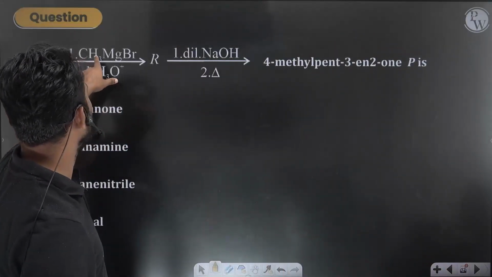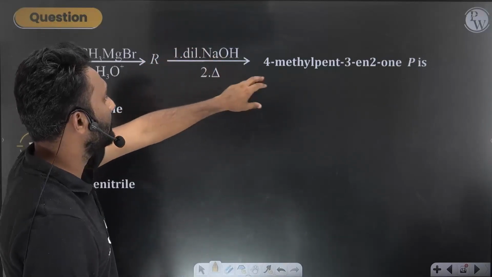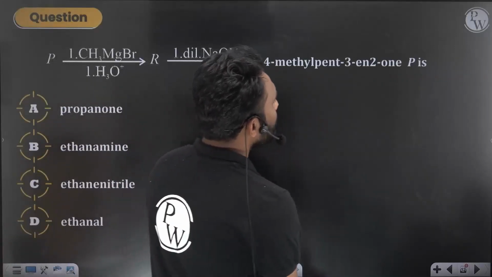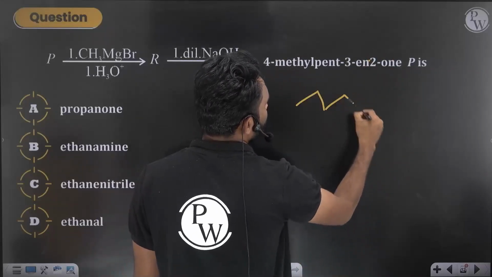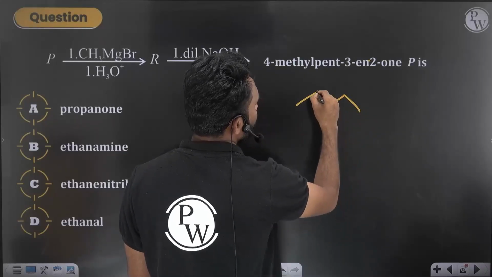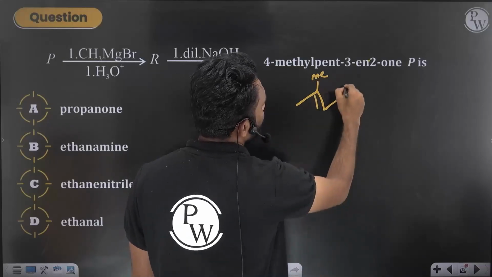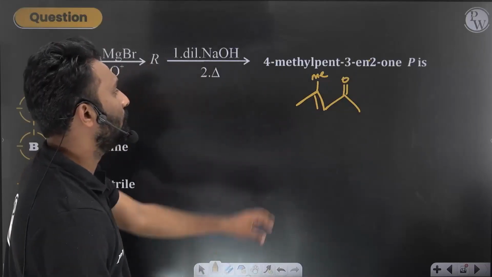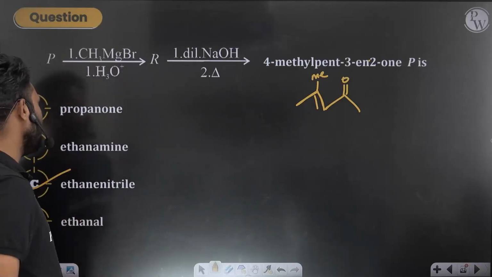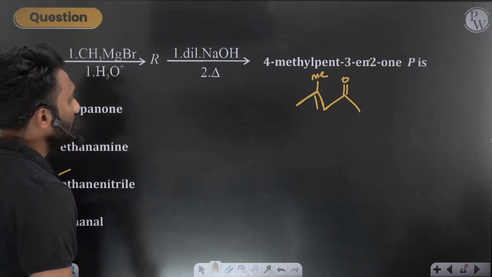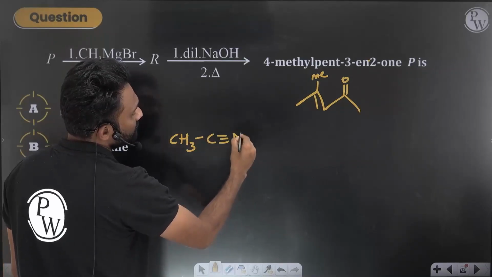Here P upon Grignard reagent gives rise to R. Now R upon dilute NaOH with heating gives 4-methylpent-3-en-2-one. Pent means 5 carbons, and it is 4-methyl. Let's take this as the fourth position, with the 3-ene and the 2-one. Now this should be formed. P is ethane nitrile, CH3CN.